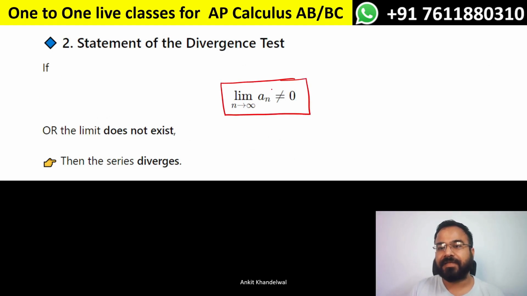It means the limit as n tends to infinity of an. Now if this is not equal to 0, or if the limit does not exist, like it could be infinity, then we will simply say the series diverges. Only one condition: if the limit is not equal to 0, and apart from 0 it could be infinity or does not exist, we will simply say the series diverges.